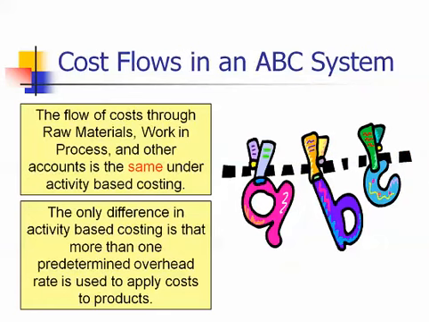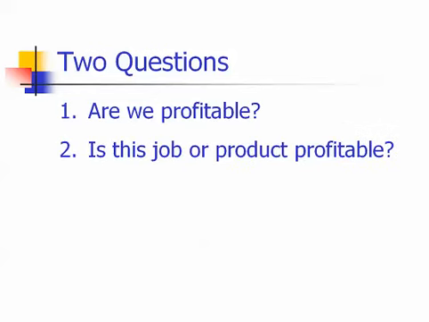It's important to remember that the flow of cost through raw materials, work in process, and other accounts is the same under activity-based costing as it was in Chapter 2 when using job order costing. The only difference is that in activity-based costing, we use more than one predetermined overhead rate to apply overhead costs to products and/or jobs. The goal of activity-based costing is to provide more accurate answers to our questions: are we profitable, and is this job or product profitable?